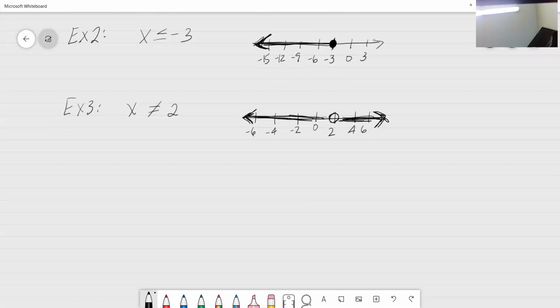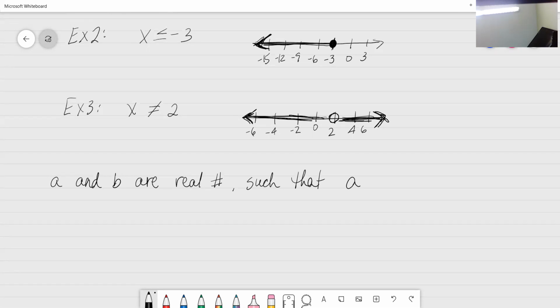Okay, so let's look at the addition property of inequality. This is shown on page 121. If A and B are real numbers, so remember back to that Venn diagram, real numbers are all numbers from rational down to natural and include irrational numbers, as long as A and B are real numbers such that A is less than B and C is also a real number, then A plus C is still less than B plus C.